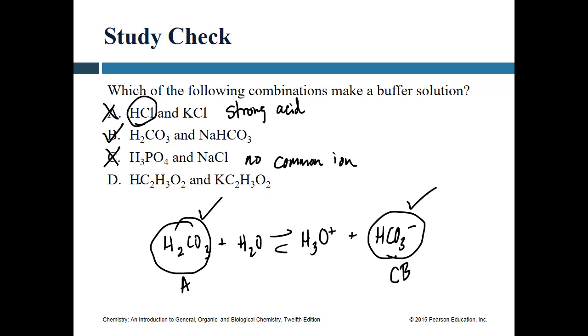What about the last one here? Acetic acid, potassium acetate. All right, this one would be good. Acetic acid is a weak acid. And we can see acetate ion here. That would be its common ion.